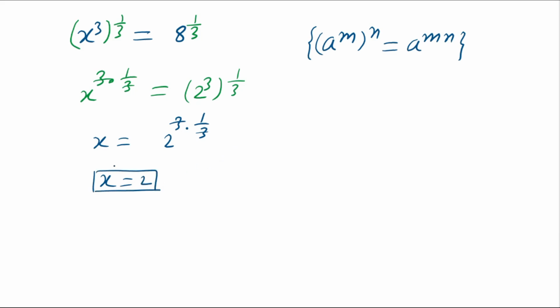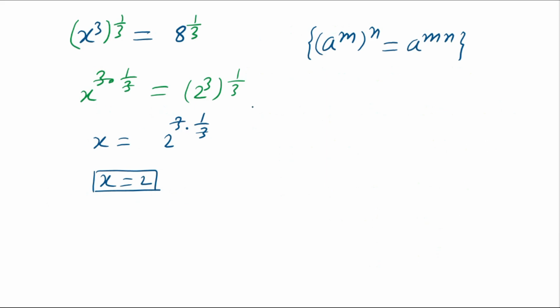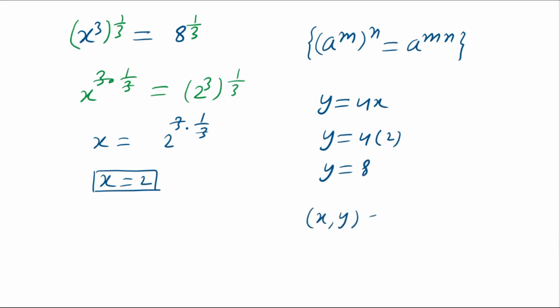Now the second condition is y is equal to 4x. Then y is equal to 4, and x is replaced by 2. Then y is equal to 8. So our second solution x comma y, the value of x is 2 and the value of y is 8. This is our final answer.